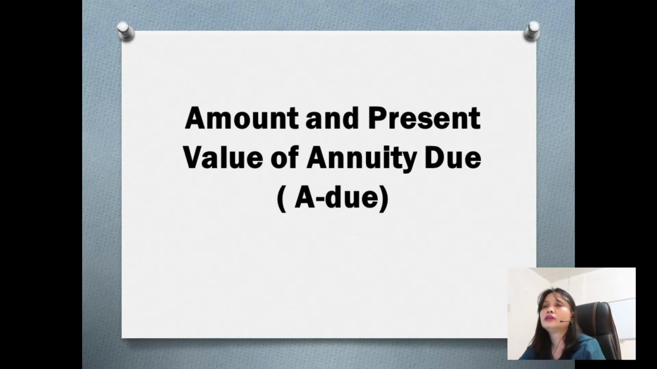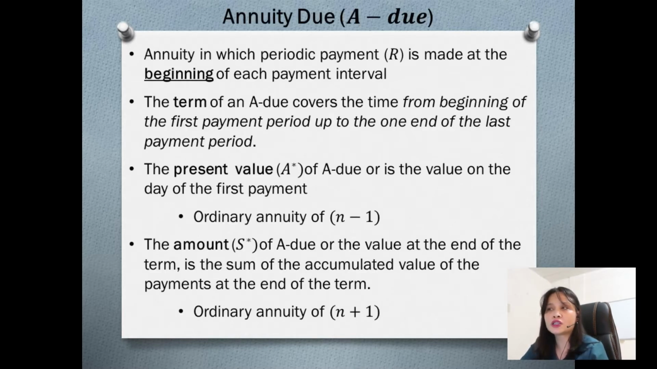So annuity due is an annuity in which periodic payment is made at the beginning of each payment interval. The term of an annuity due covers the time from the beginning of the first payment period up to the end of the last payment period. That's the term of annuity due.